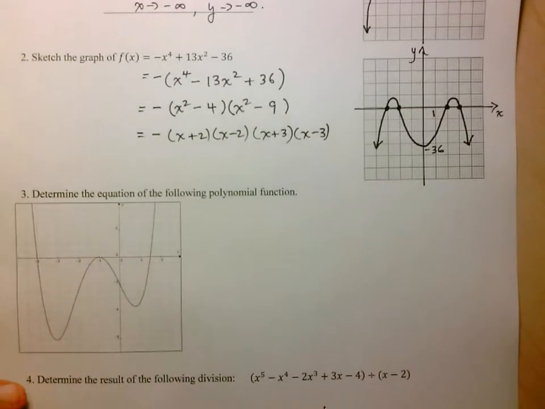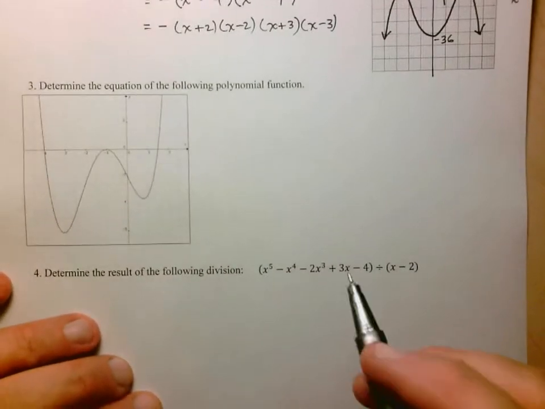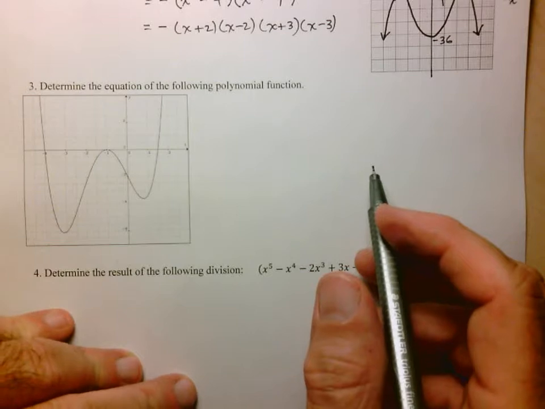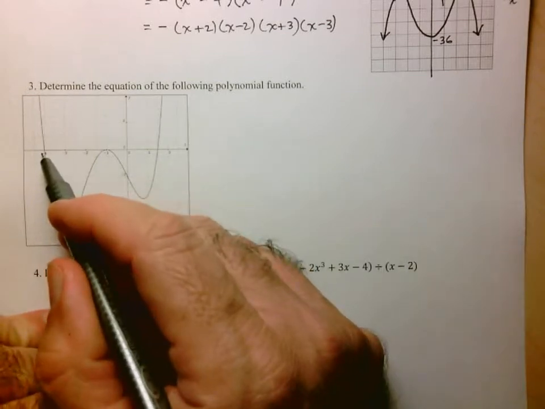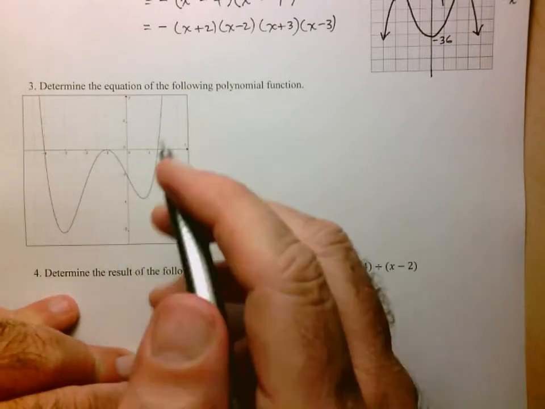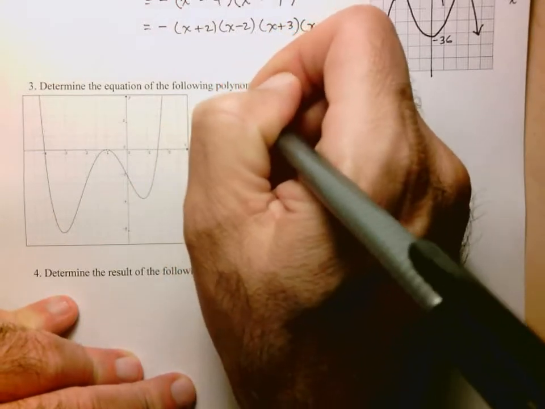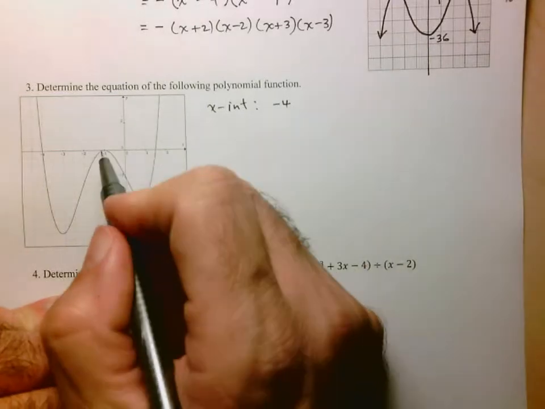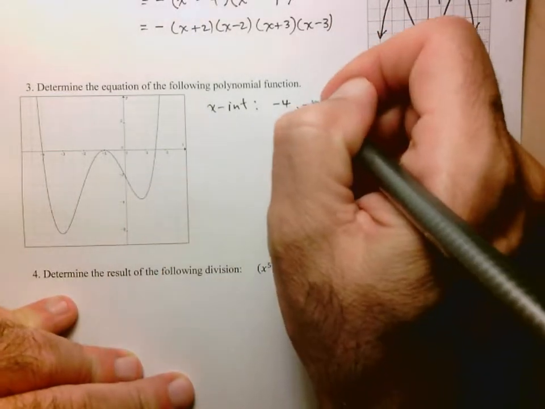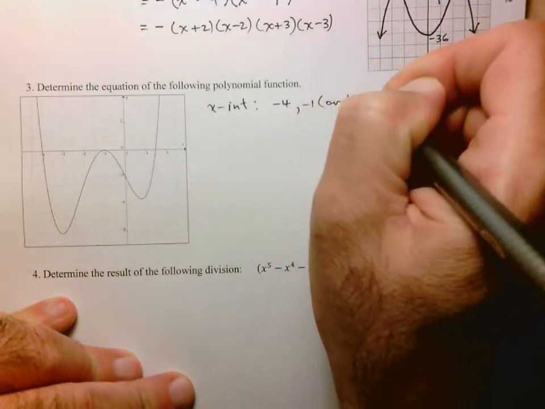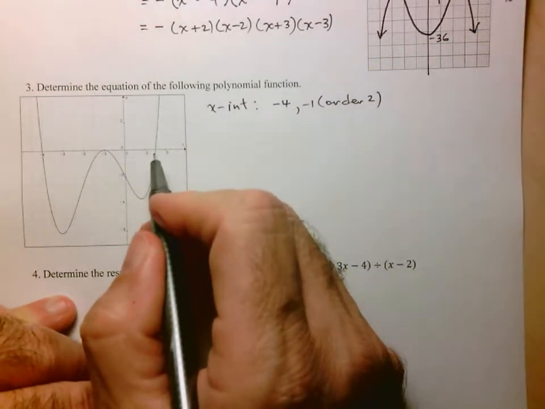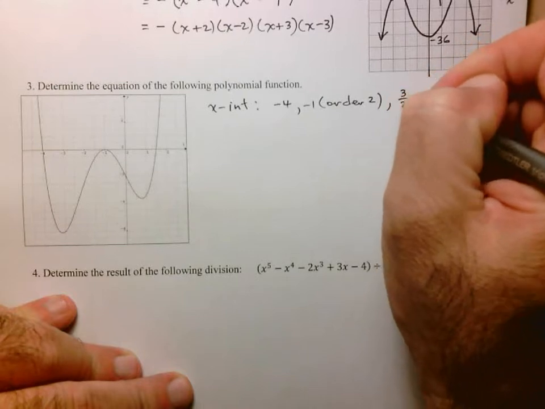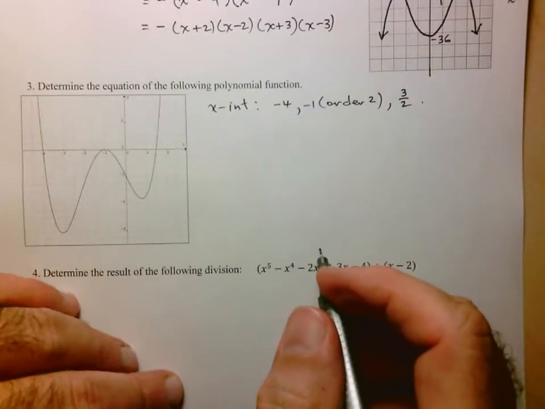Let's move on to number 3. So here I'm given a graph and I want to find the equation. So we're going backwards here. So again, first thing I notice is I've got 3 x-intercepts. So I've got my x-intercept of negative 4, which is just order 1. Here, my x-intercept of negative 1 is order 2. And then I have an x-intercept of 1.5 or 3 over 2. Okay, and these are my x-intercepts.